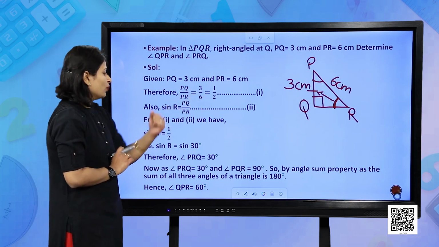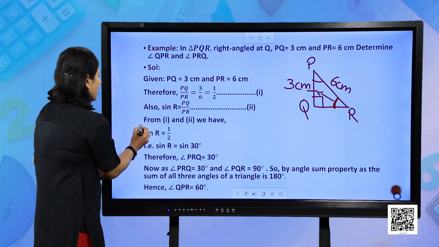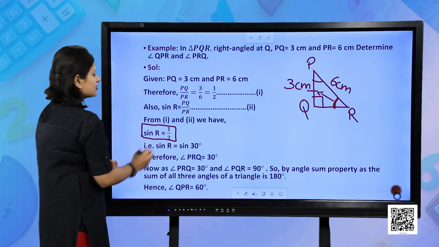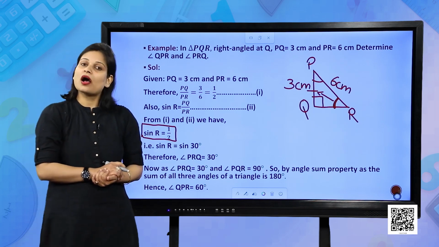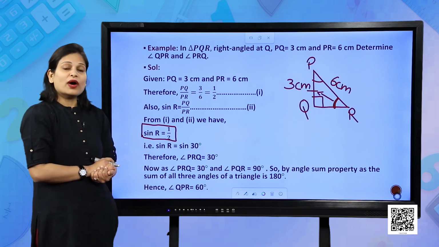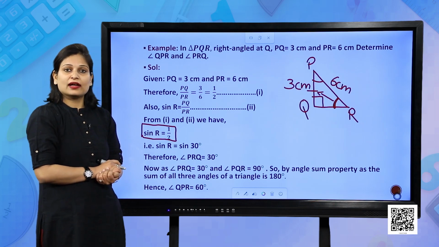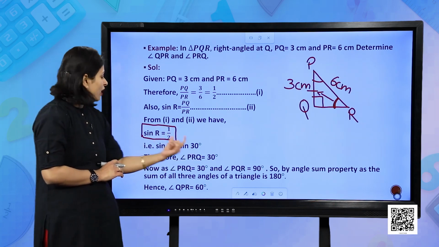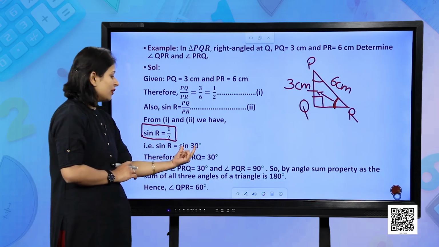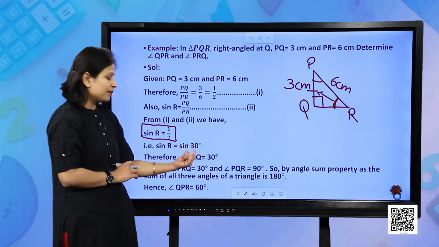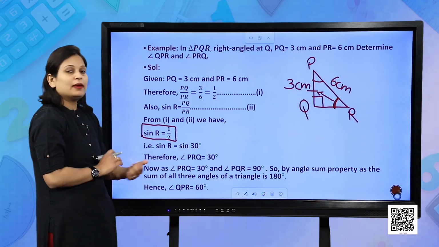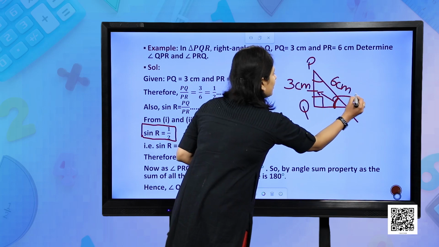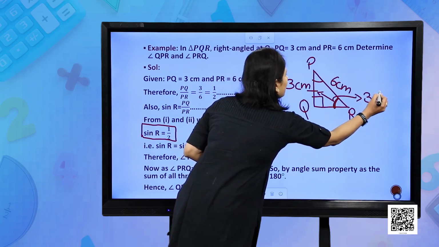So, from 1 and 2, what will you get? Sin R is equal to half. Now, at what value of the angle is sine half? At 30 degree. So, we have sin R is equal to sin 30 degree. So, what will you get? Angle PRQ is of 30 degree. This angle will be 30 degree.